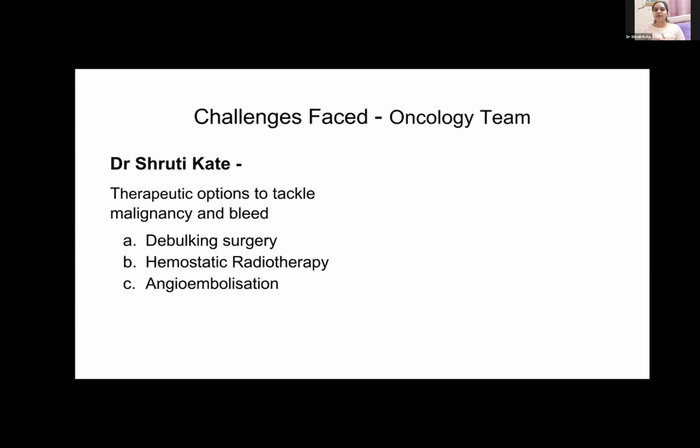The CT angio, I would want to do it to localize the bleed, but here it is very apparent that the tumor is bleeding. So I would want to do a biopsy like that has been done, and then go ahead with the palliative hemostatic radiotherapy.